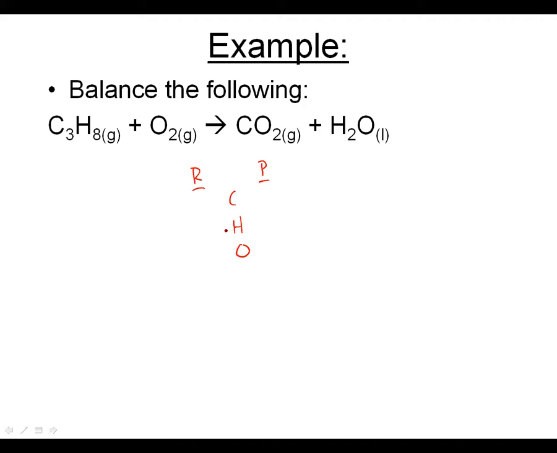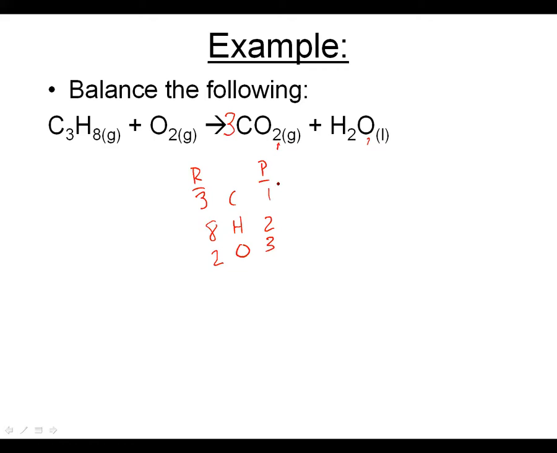All right, so let's take a look at this one here. We've got on the left-hand side 3 carbons, it looks like, and on the right-hand side 1 carbon. Left-hand side we have 8 hydrogens and 2 on the right. 2 oxygens on the left, and here we have 2 oxygens plus 1 more, which gives us 3 oxygens. So again, you should hopefully see that perhaps carbon is the easiest to start with.